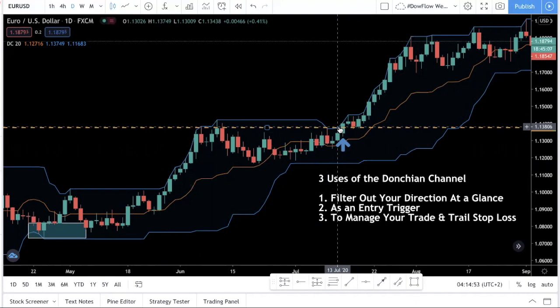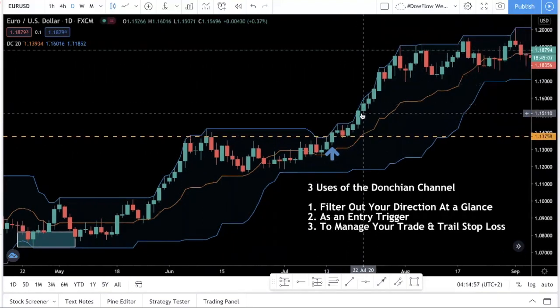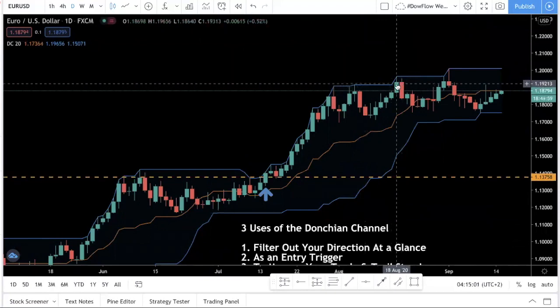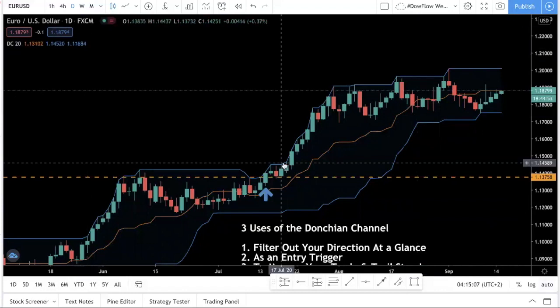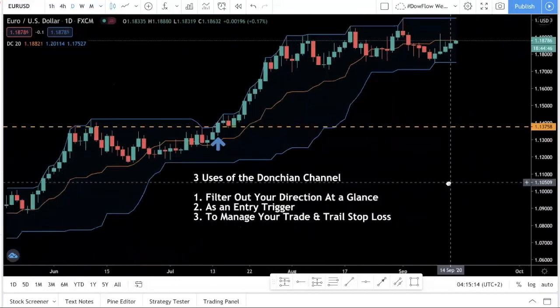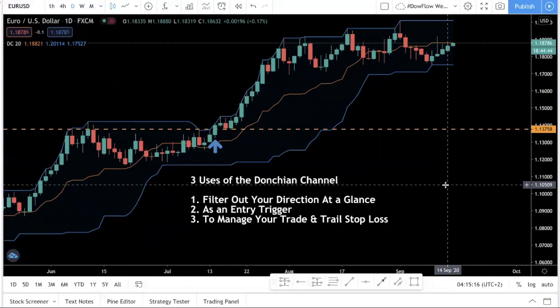So this is how you can actually use it as an entry trigger. Again, I'm going to remind you that you do not just want to blindly enter. You don't just want to buy every time a price makes a new high. For example, if you buy over here, you would have lost money. You want to identify the overall context. Look at the higher time frames. Trading is not so simple. You need to do a lot more than just using an indicator and blindly trading. So that's the second way to use a Donchian channel.